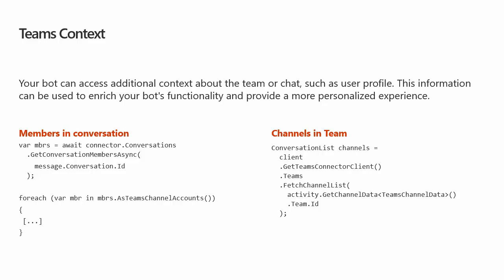Seeing the channels in a team, while you can capture every event that is fired, such as channel added and channel removed, you can also, with the Teams connector client, retrieve the channel list. And again, casting that to a TeamsChannelData object will get you information about the team, about the tenant, about the individual channels that are participating in this context.